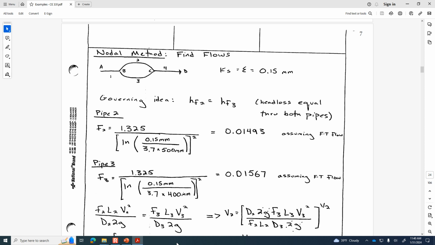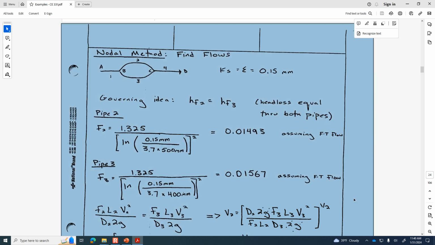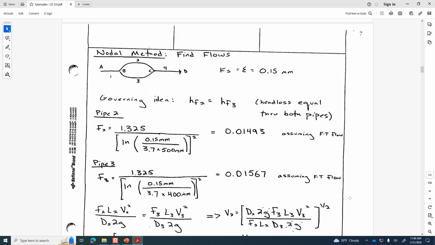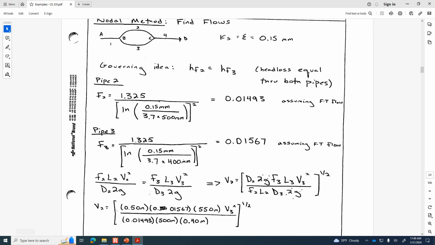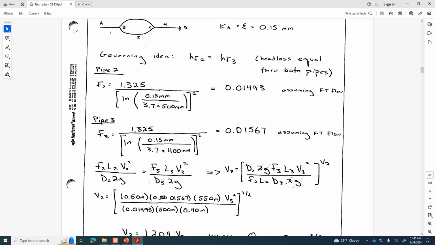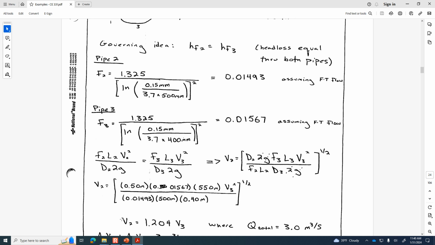So we substitute in everything we know. I algebraically rearranged everything to solve for V2 in terms of all the other coefficients. If we make those substitutions, the diameter, the F value, the length, velocity unknown. Now that's squared, but it's in the square root, so it's going to go just to V3. So V2 is 1.204 V3.